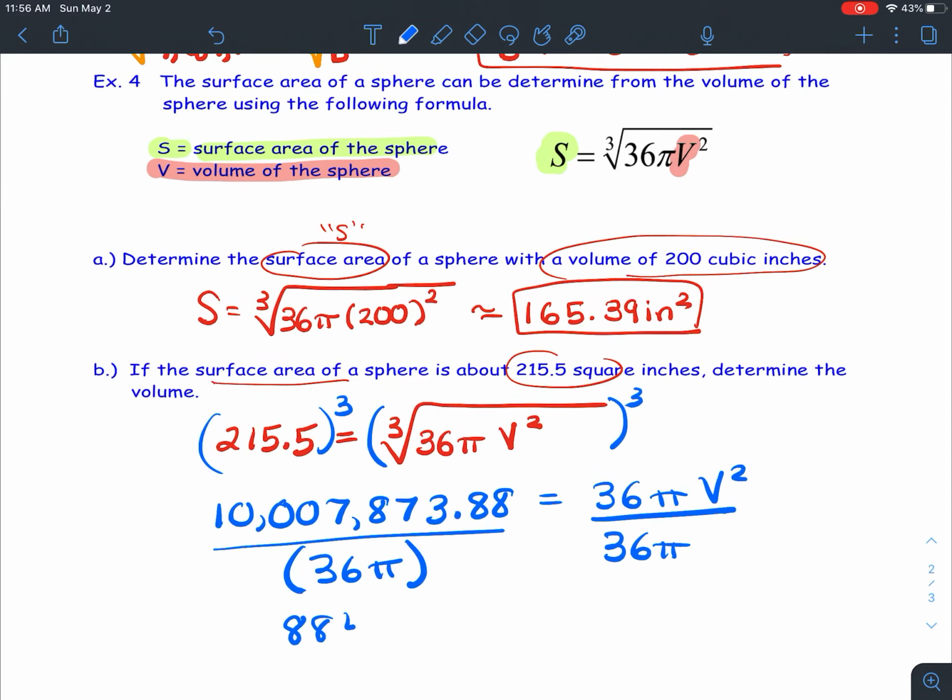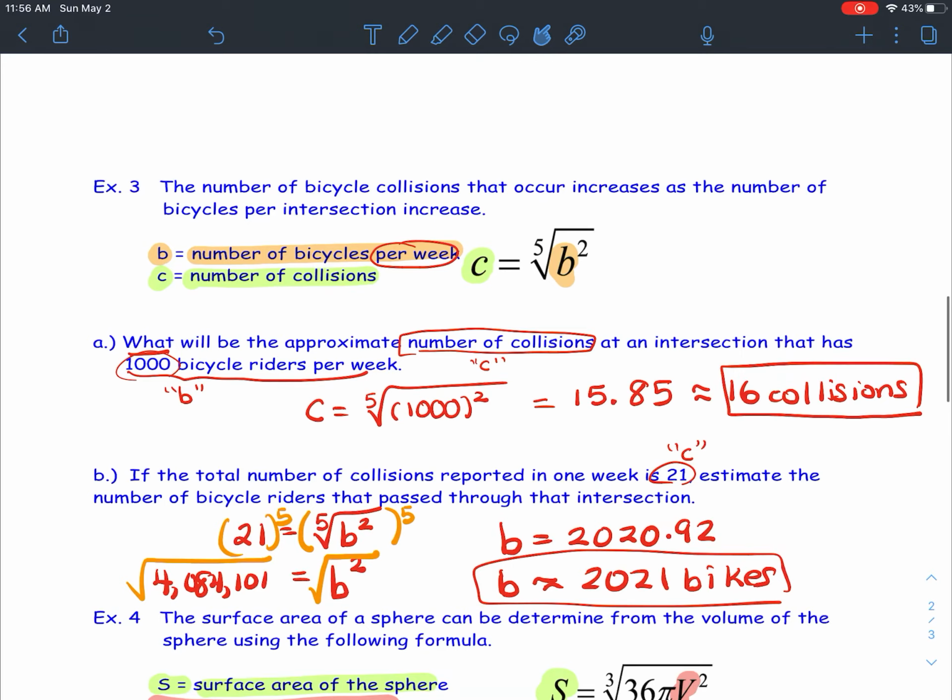Inches cubed. You can see on your notes page here that your homework assignment is to do worksheet 6.4. I think you're going to find that most of the problems are very similar to these examples that we did together here on this notes page.